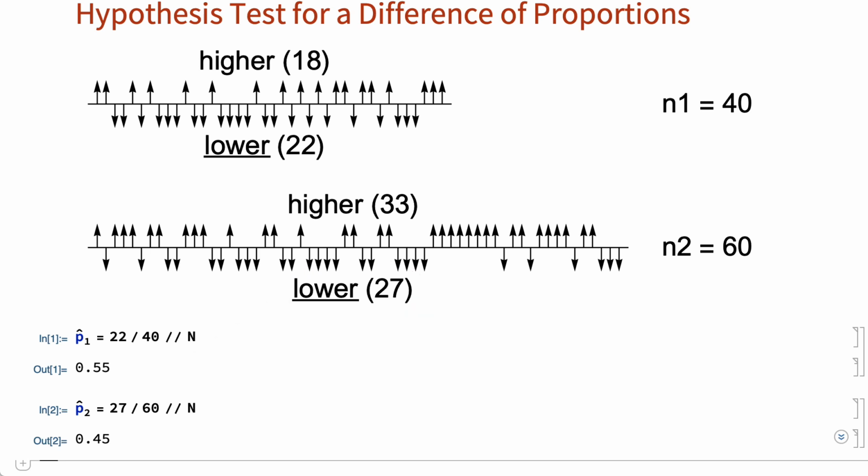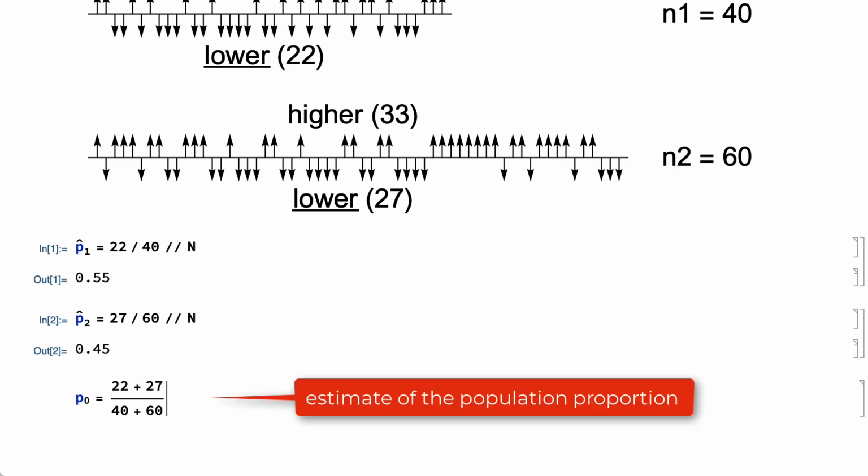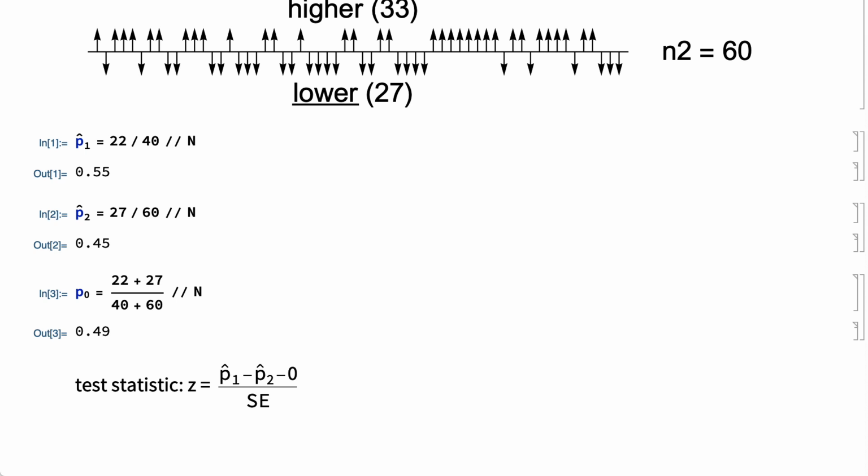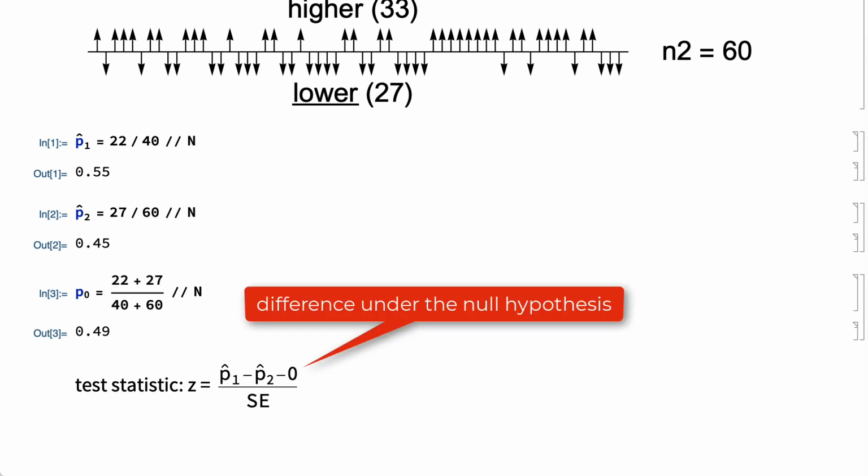The null hypothesis is that the two treatments are equally effective, or equivalently that the difference between the population proportions is 0. The null hypothesis population proportion is unknown, but is well estimated as the total number of successes in both samples divided by the total number of individuals in both samples. The test statistic is the difference between the sample proportions minus the difference under the null hypothesis, which is 0, divided by the standard error SE.